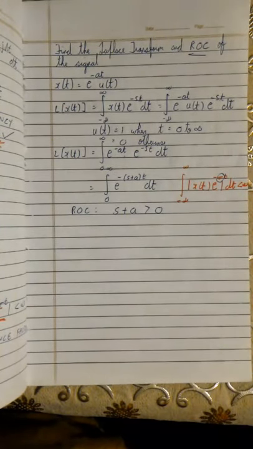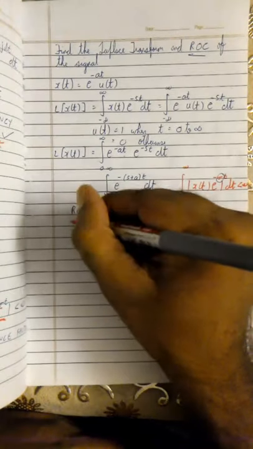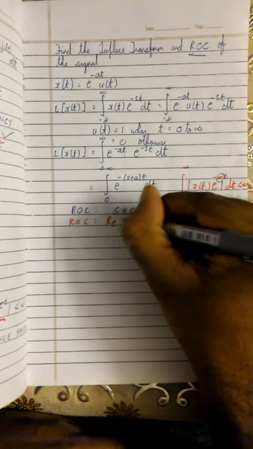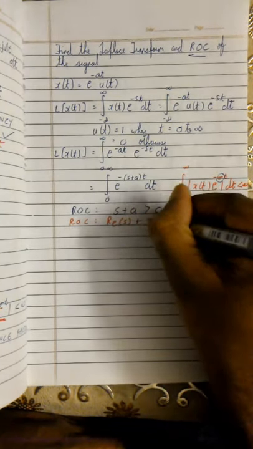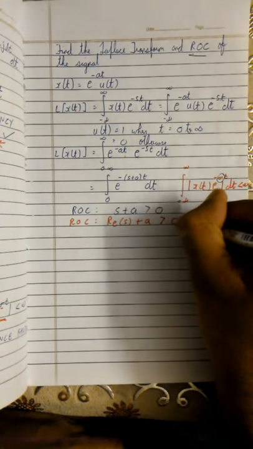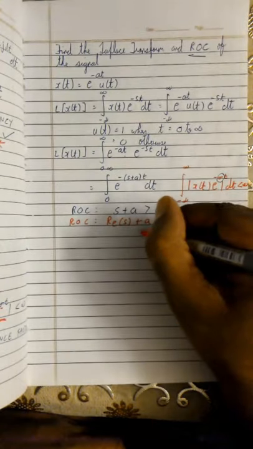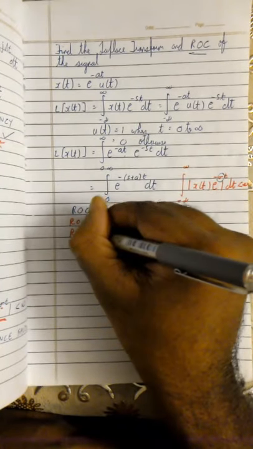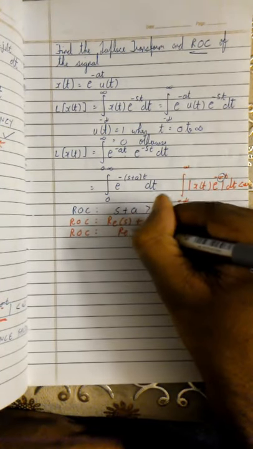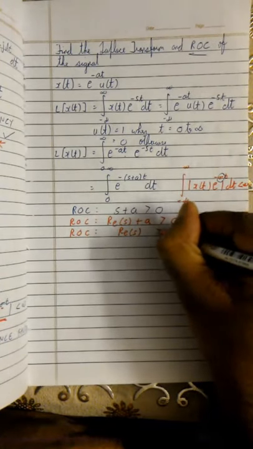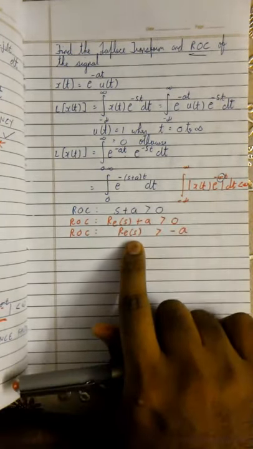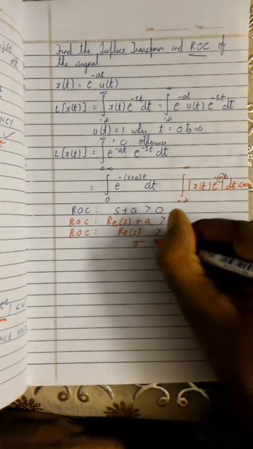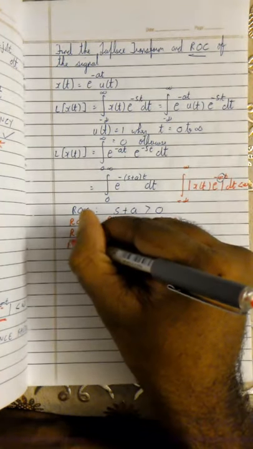Or in other words, the real part of s. The ROC is defined as sigma, or the real part of s plus a, must be greater than 0. You can also write sigma over here. Both are correct. Okay. Or in other words, the ROC is defined as the real part of s must be greater than minus a. This is my region of convergence. Okay, or you can also write like this: sigma must be greater than minus a.